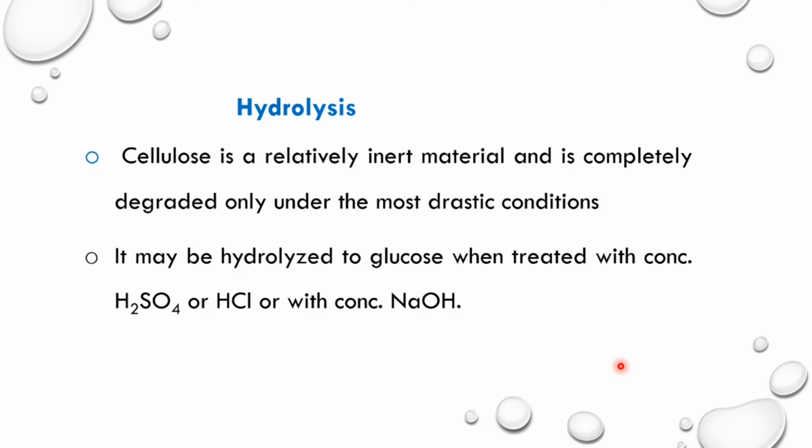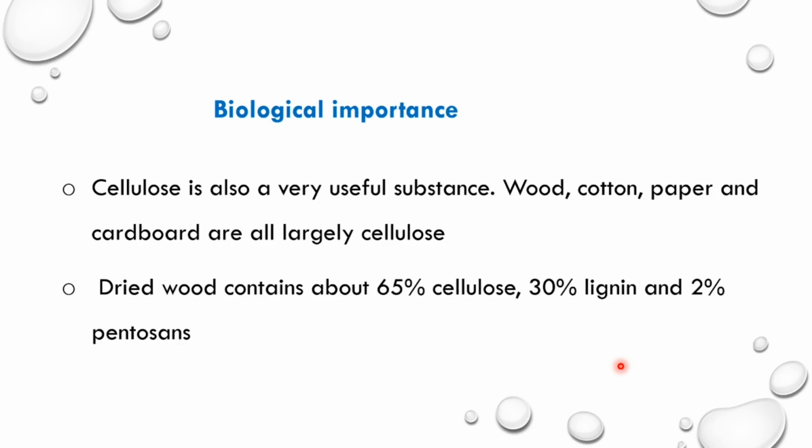Upon hydrolysis, cellulose hydrolyzes to glucose when treated with concentrated sulfuric acid, HCl, and with concentrated sodium hydroxide. Cellulose also has very great importance. Wood, cotton, paper and cardboards are all largely cellulose. Dried wood contains about 65% cellulose, 30% lignin and 2% pentosans.